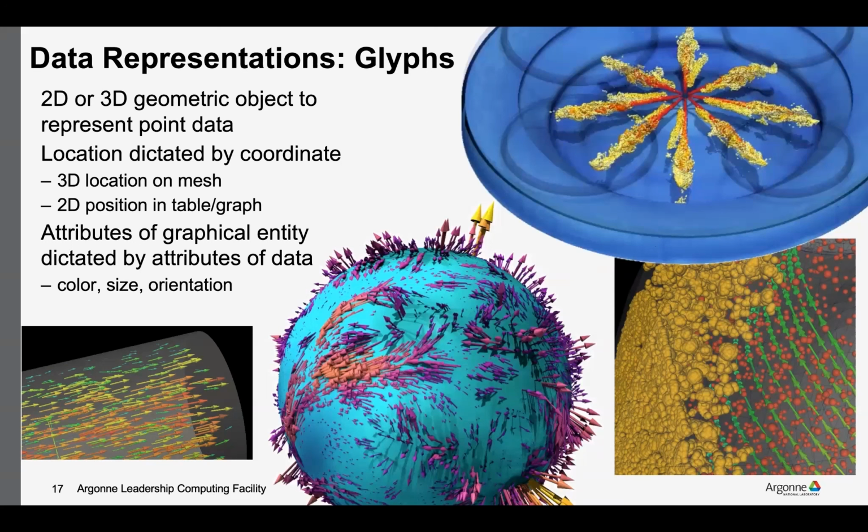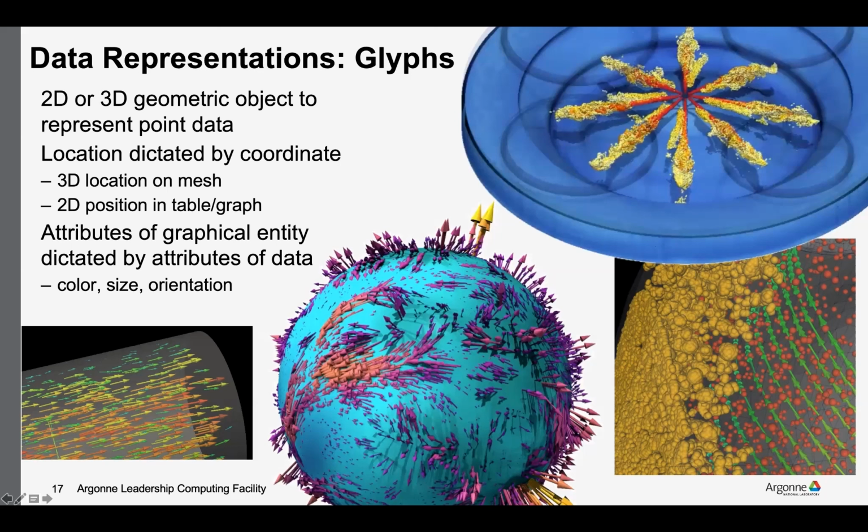For example, color. In this image on the top right, we have a bunch of particles in a fuel injection into an engine simulation, and the color is based on the particle's velocity. So higher velocity as they're being ejected from the fuel injector. They start out red, and then as they dissipate and slow down, they go to yellow.